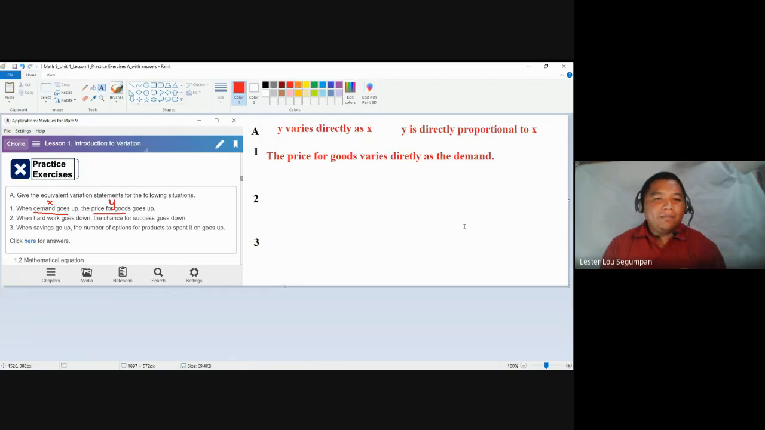For number two, when hard work goes down, the chance for success goes down. Let's relate it to real life. It doesn't necessarily say that this is my chance for success.